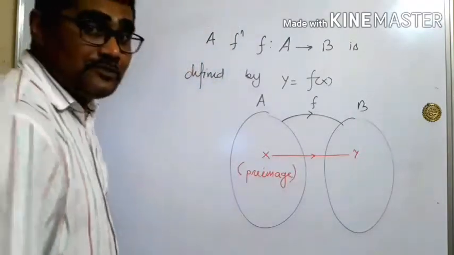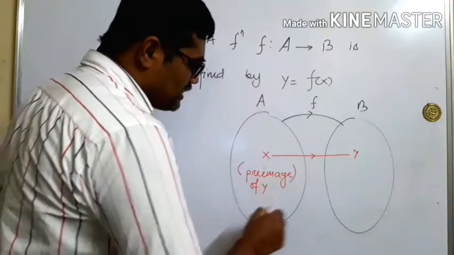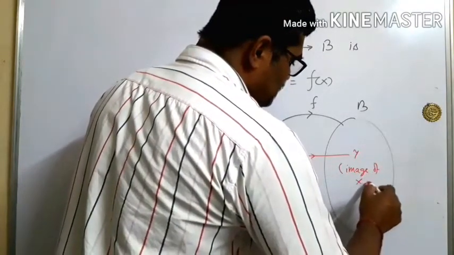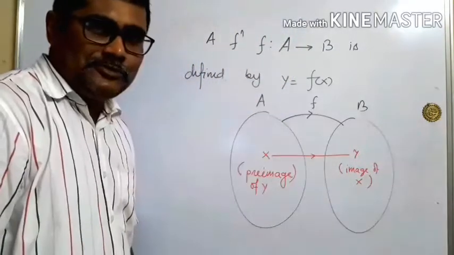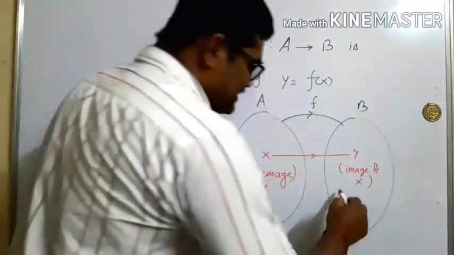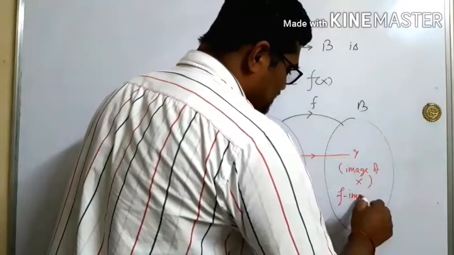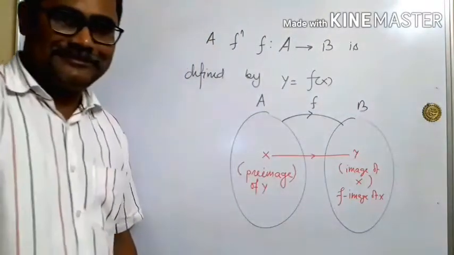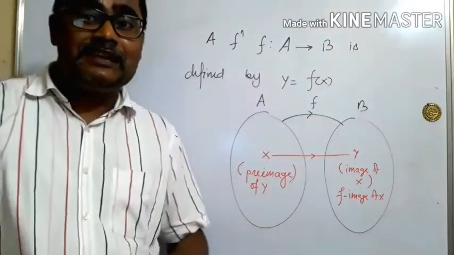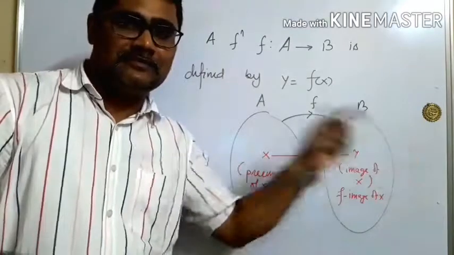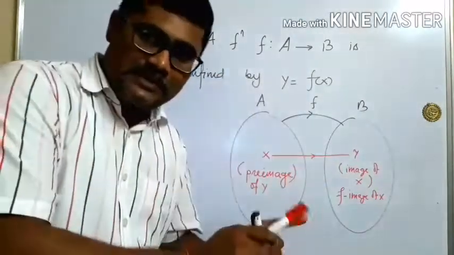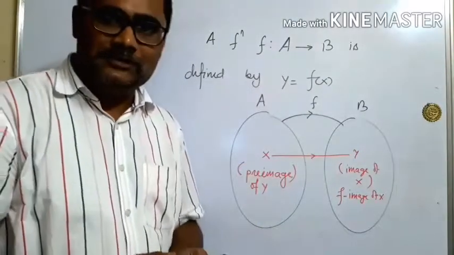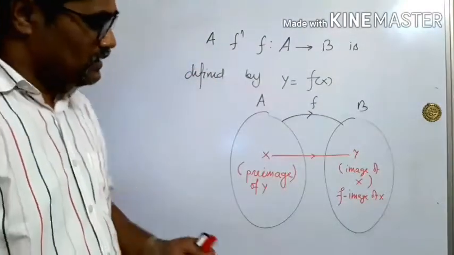Pre-image, right? Pre-image of whom? Pre-image of y. And this is known as what? Image of x. Rather, to make it a little more stylish, we can say f image, right? F image of x. F image, why? Because it is the image under the function f. We call a function a mapping also. So under the map f, this is the image. So it is called f image.